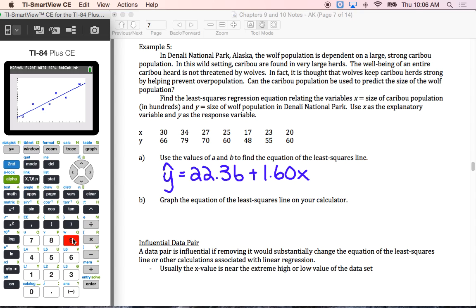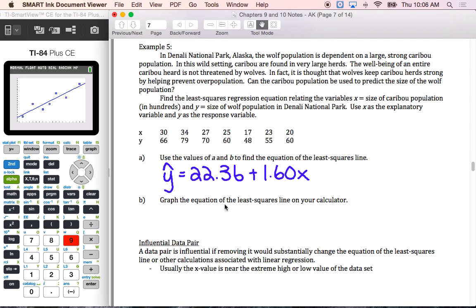Your influential data pair is a data pair that if you remove it would substantially change the equation of the least squares line or other calculations associated with linear regression. Usually the x value is near the high or low of your data set. So if you get rid of something in the middle, it doesn't change it so much. Whereas if you get rid of a really high value, really low value, then it does.